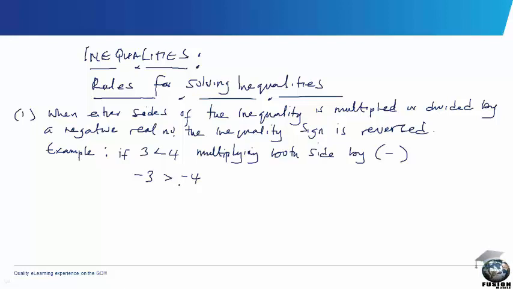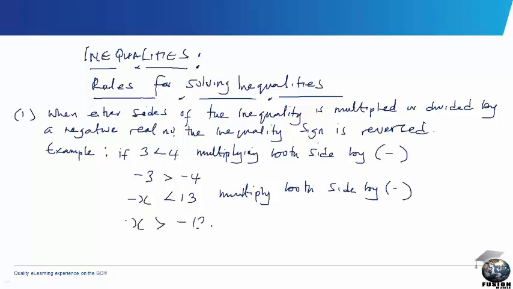And so if we take another example, maybe we have that minus x is less than 13, and then we multiply both sides by negative. We will now have that x is greater than minus 13, because negative times negative gives positive, and negative times positive gives negative, and then we have x is greater than minus 13.